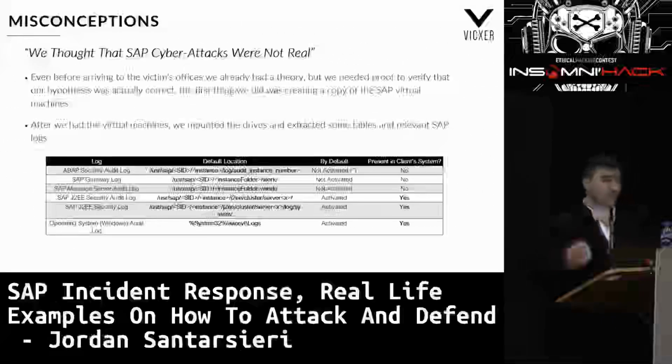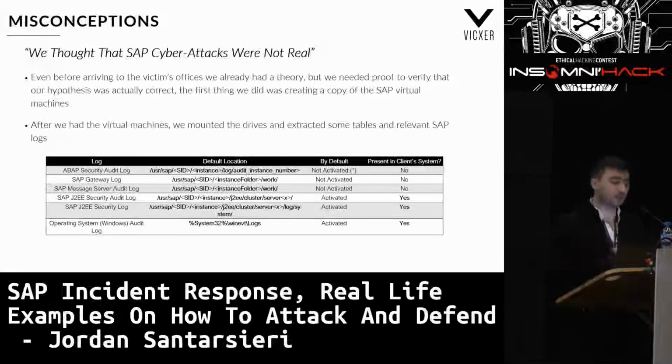So same as before, we asked for the virtual machines, but here, because of a conference that we had with this customer beforehand, before going to the offices, we already had a theory of what could have happened. But of course, we need the proof. They provide us with the virtual machines, same as before. We mounted them, and we start to see what type of information we actually have.